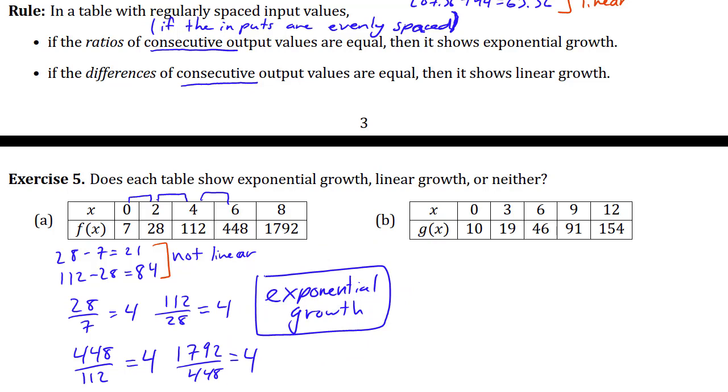Now for part B, let's see. If we get the consecutive differences, let's start with that. 19 minus 10 is 9. 46 minus 19 is 27. Okay, so that's enough to know that the consecutive differences are not always equal. So it's not linear.